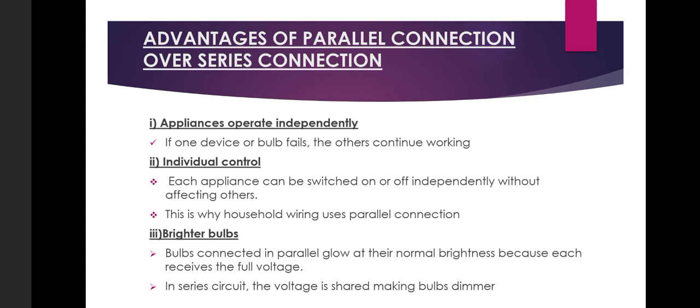Advantage number three is that in parallel connection, we normally have brighter bulbs. Brighter bulbs because the current that is flowing within that circuit is normally not shared amongst the bulbs that are there. So the bulbs that you will be having in that particular house or in that particular room will be producing a lot of light as compared to another group of bulbs that will have been connected in a different type of connection that we are calling series connection.